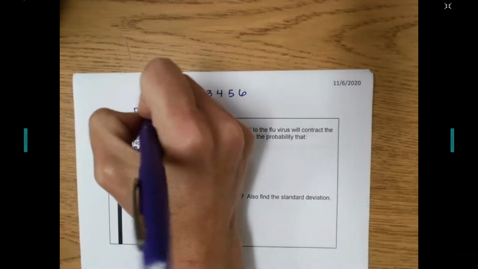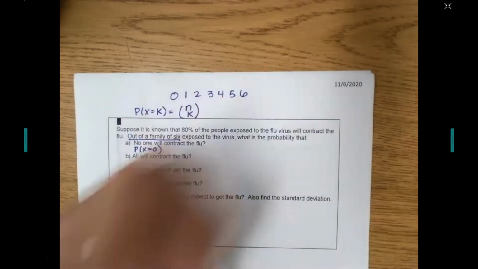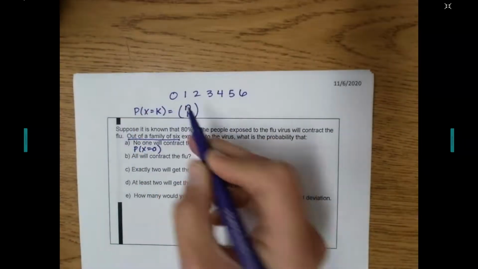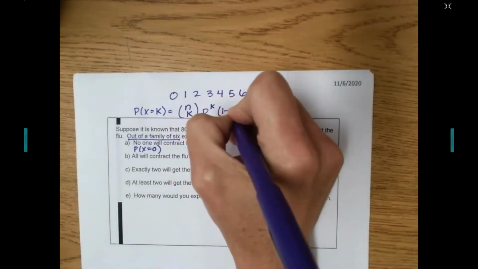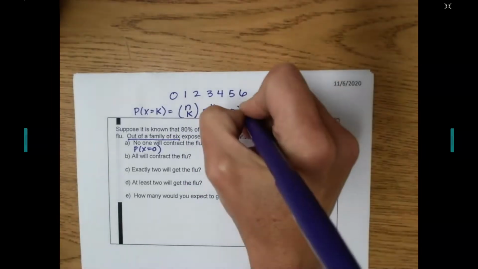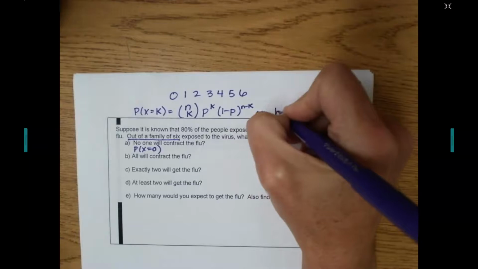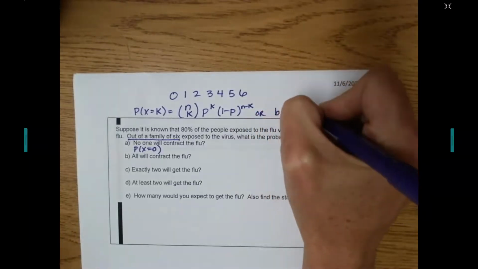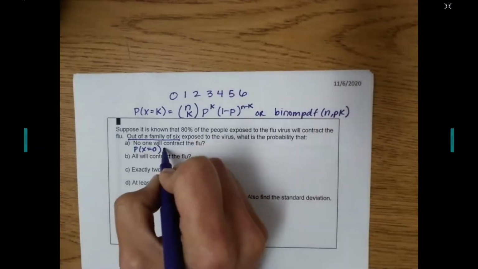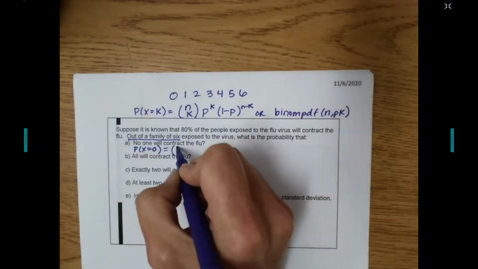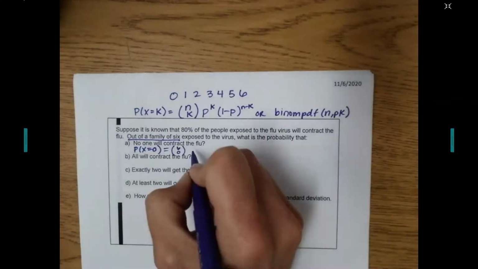If I want the probability of exactly k successes, I do n choose k to figure out how many ways k successes can be arranged in the observations, times the probability of success raised to the number of successes, times the probability of failure raised to the number of failures. Or I can use my binomial PDF key, right? So we're going to do both. Okay, so n is 6. I'm looking for 0 successes among 6 observations, right?